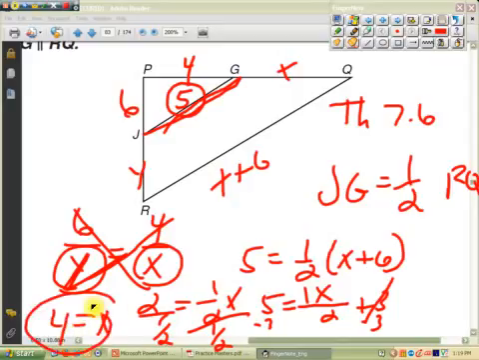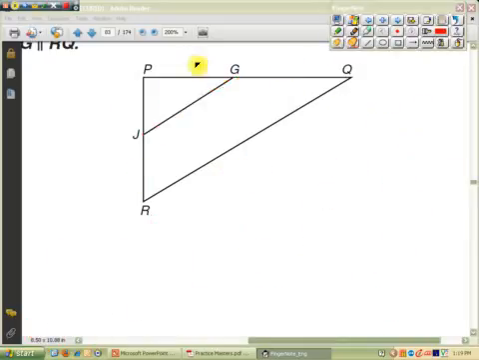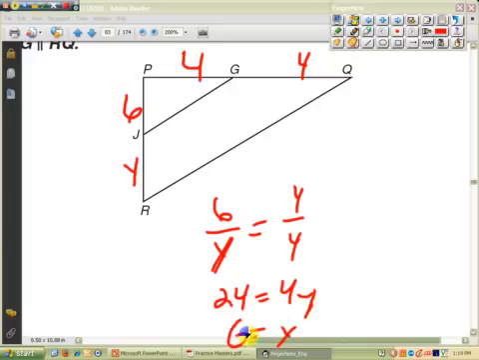So now we found X. So what we can do is start this problem over again, but this time we know that GQ is 4 also, and we have a 6 here and a Y here. Now we can do the regular proportion. 6 over Y equals 4 over 4. That's 24 equals 4Y, so Y equals 6. Done.